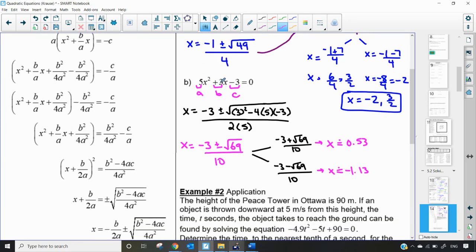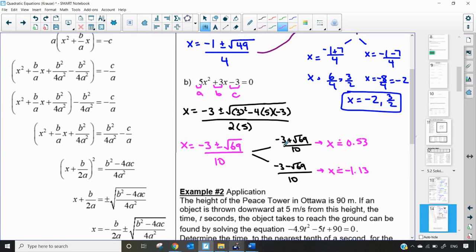So for part B here, we have negative 3 plus or minus the square root of 3 squared minus 4 times 5 and negative 3. And that's all divided by 2a, or 2 times 5. Now this one breaks down to negative 3 plus or minus root 69. We cannot break down the root 69. So we would just leave our answer as negative 3 plus or minus root 69 over 10.